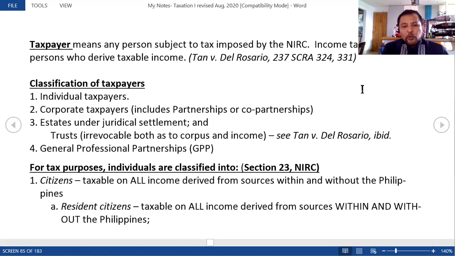And for citizens, they are taxable on all income derived from sources within and without the Philippines. What do you mean by without? Without means outside the Philippines, no? So citizens are subjected to income tax for earnings or income within, meaning in the Philippines, and without, meaning outside the Philippines. Yeah?